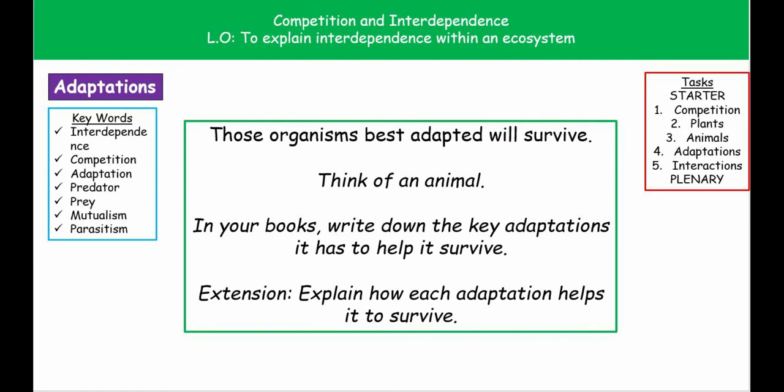And then I want you to write down, first of all, the name of the animal. Then I want you to write down the key adaptations it has to help it survive. So probably pick an animal you know something about. And then, if you've finished all of that, have a go at explaining how each of those adaptations helps it to survive. So I'm going to give you about 3 minutes to have a go at this. Name of the animal, the adaptations it has to survive, and then how each adaptation helps it survive.